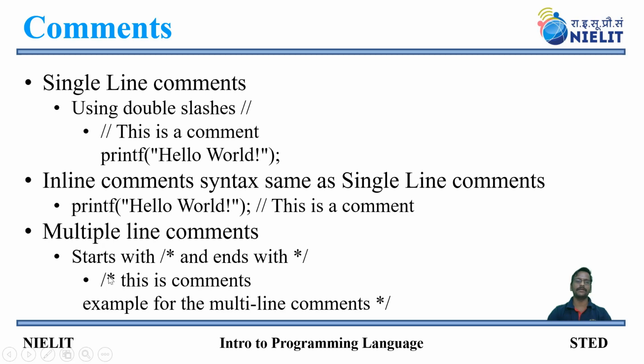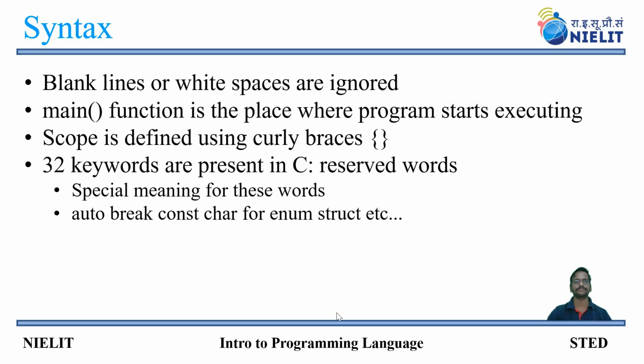So in between this slash star and star slash, whatever you have provided will be considered as a multi-line comment. Example, here you can observe these two lines are present. In the first line, this slash star is present, and in the second line, this star slash is present. In between both, however many lines of comment there may be, there is no problem. Whatever you have kept in between these two will be considered a multi-line comment.